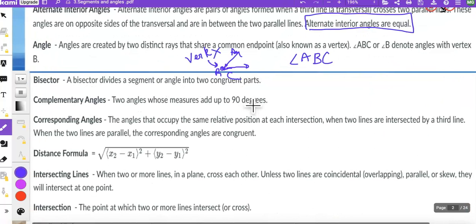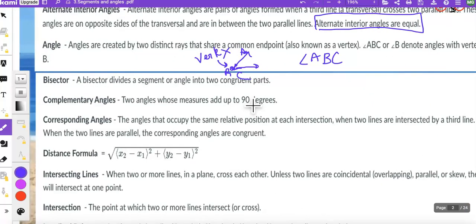All right, next one is what? Bisector. A bisector divides a segment or angle into two congruent parts. So let's take an example over here. I am having one angle over here and this angle is 60 degrees.